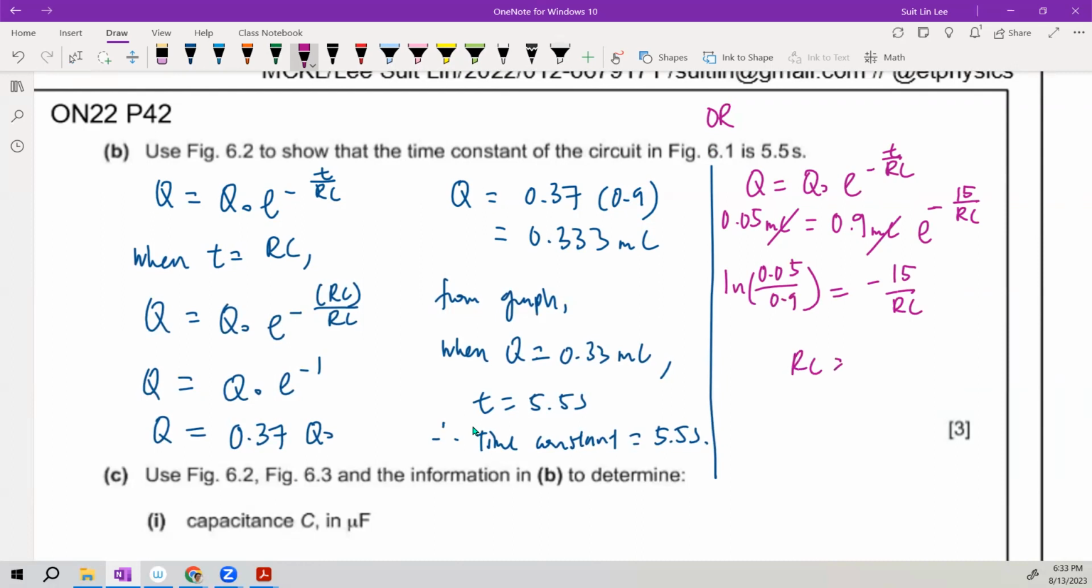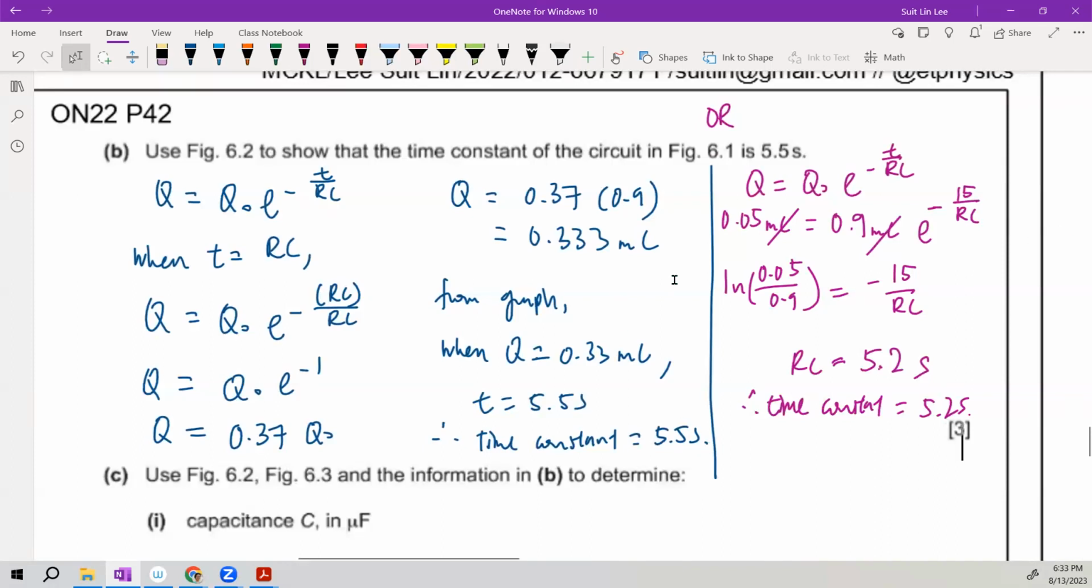So from here, RC is equal to, okay, close enough, 5.2. So it's never going to be identical. The graph is not very accurate. So hence, the time constant is 5.2 seconds. I think there are other values that are slightly more accurate that can lead you to 5.5. But yeah.